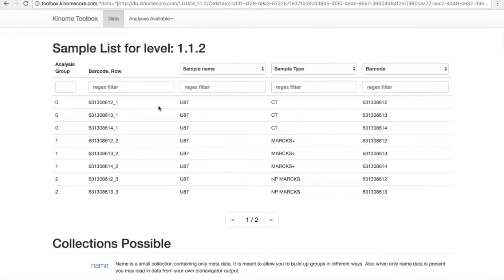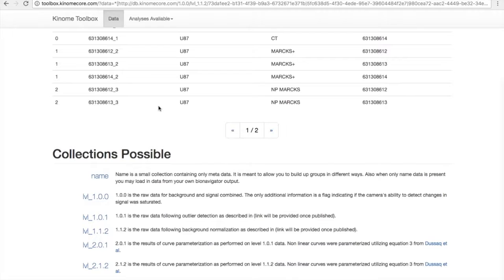In the previous videos, we have focused on the basics of Kinomics, the basic navigation of this toolbox, all of the level 1 data, and now we're moving on to the level 2 data. The level 2 data is very similar. There is level 2.0.1 and there is level 2.1.2. All these mean is that the 2.0.1 came from the level 1.0.1 data, and the level 2.1.2 data came from the level 1.1.2 data. However, the same analyses are applied to both of them.